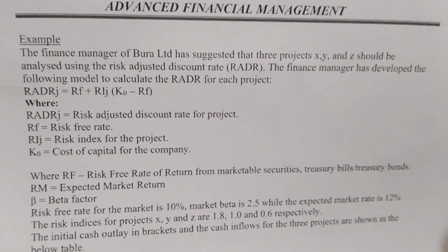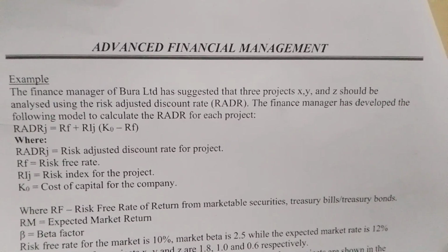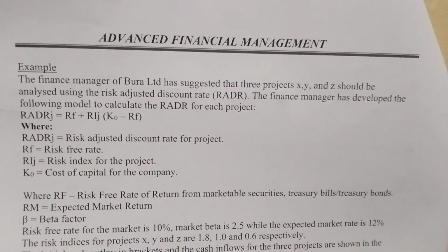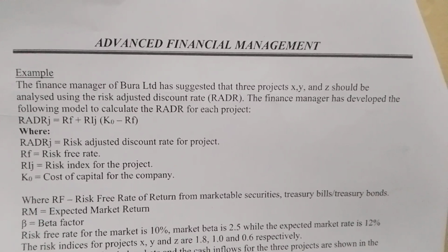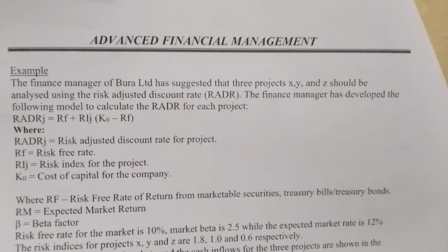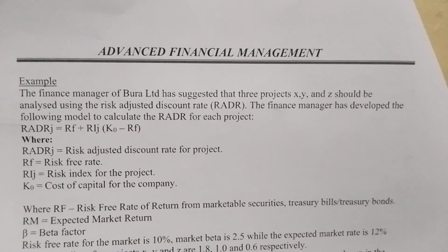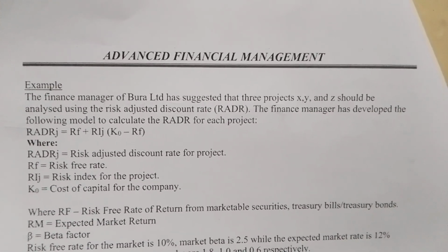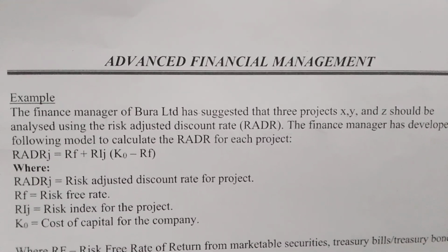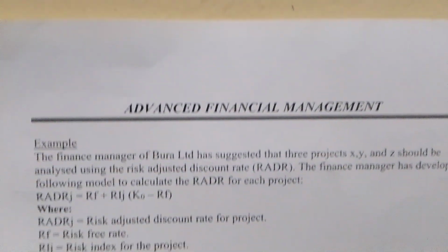Let's have an example. We are told the finance manager of Bura Limited has suggested that 3 projects X, Y, and Z should be analyzed using the risk-adjusted discount rate. The finance manager has developed the following model to calculate the risk-adjusted discount rate for each project. So the formula that they have developed is just as it appears there.